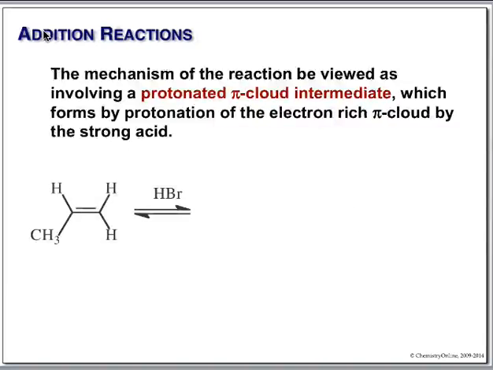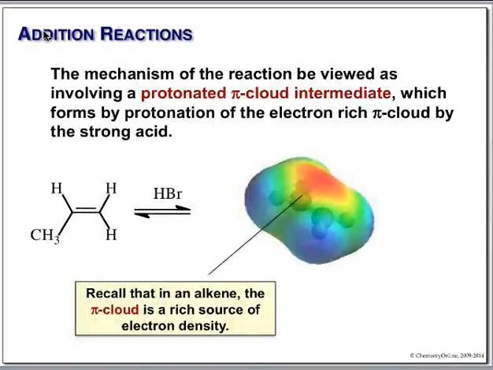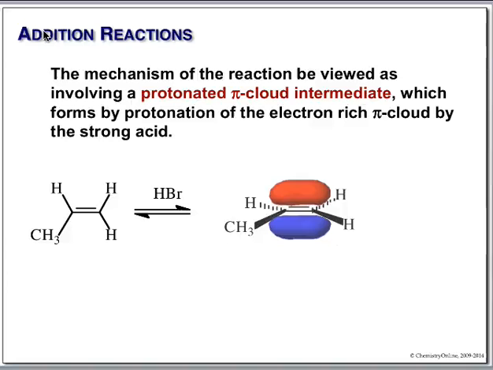To do that, let's think about the mechanism of the reaction in more detail. We talked about alkenes as having this pi system. We said the electrostatic potential map looked like this, with this big red splotch in the middle where our pi system is. I said, back when we did the introduction, that this was going to be the center of reactions of alkenes, because that's where the electrons are. This is the diagram that we drew to show our pi system.